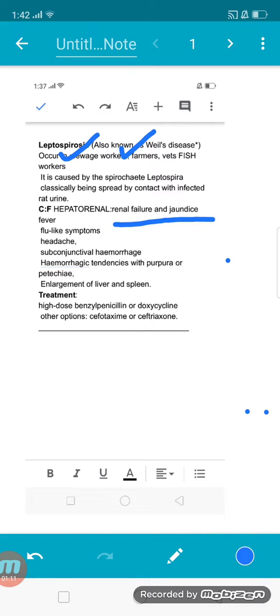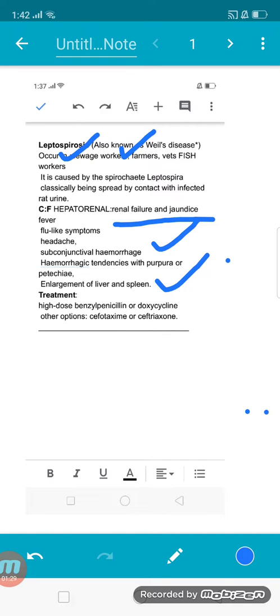Other symptoms can be flu-like symptoms, and there could be headache. And remember, you can have subconjunctival hemorrhage and some hemorrhagic tendency because you lose platelet function. That's why you will have purpura and petechiae. And in severe states, you might get enlargement of the liver and the spleen as well.